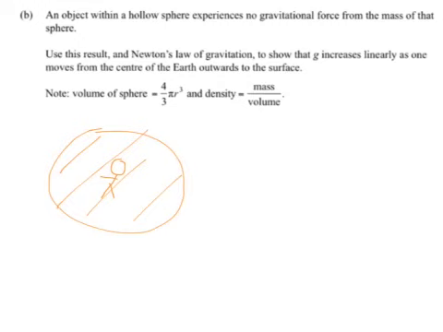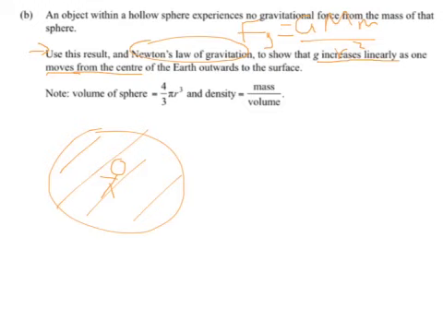Now the second part of that's just building the question. The second part here is what it's really all about. Use this result and Newton's law of gravitation, which is that Fg equals big G big M little m over r squared, to show that g increases linearly as you move from the centre of the Earth outwards to the surface.